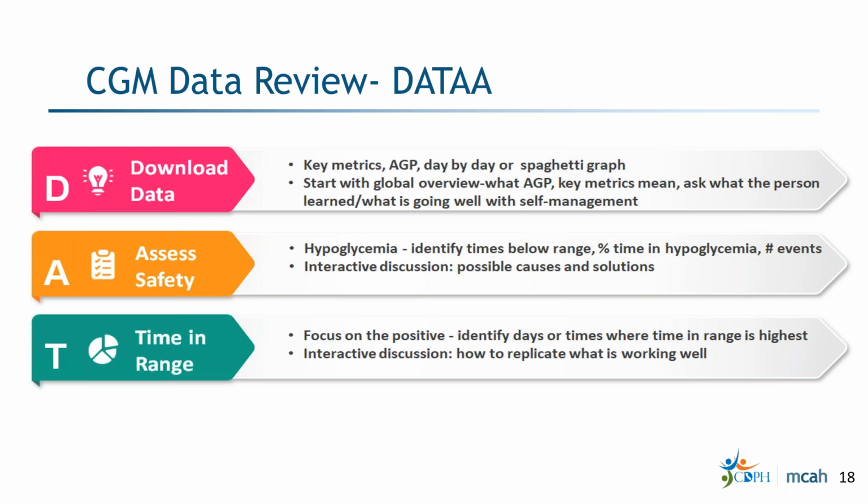And then the second step is assessing safety. This is where you're looking for hypoglycemia, so times below 63, and having an interactive discussion about possible causes and solutions to it. The reason this is really the first step after obtaining the data is because hypoglycemia very often leads to rebound hyperglycemia and increased glucose variability. So many times, if you can reduce the hypoglycemia, you can end up improving hyperglycemia and variability all in one.